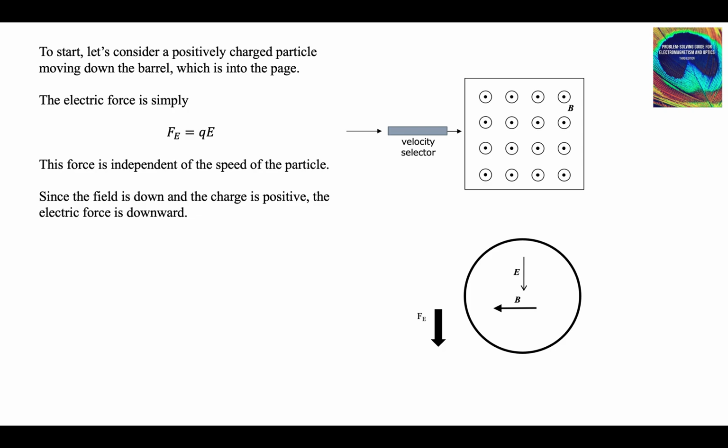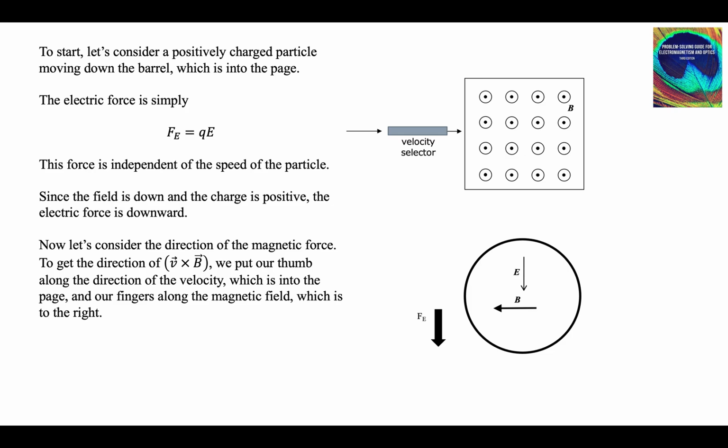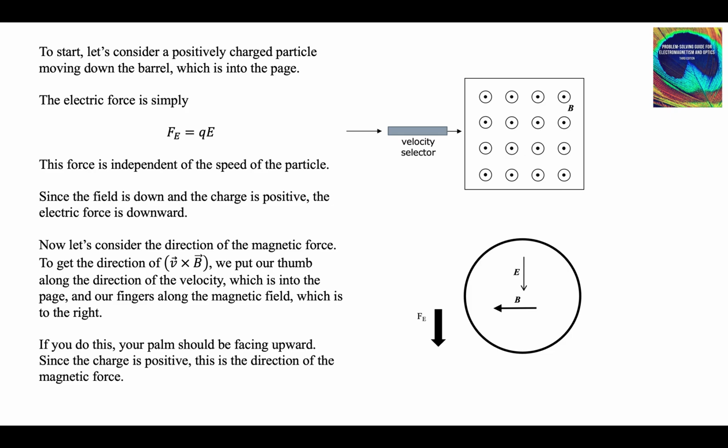So we point our thumb down the barrel, into the page, and we put our fingers pointing to the left. If we do that, the palm is facing upward. That's the direction of V cross B. It's a positive charge, so the magnetic force is upward. This magnetic force will grow and shrink based on the speed of the particle. The electric force doesn't change with speed.